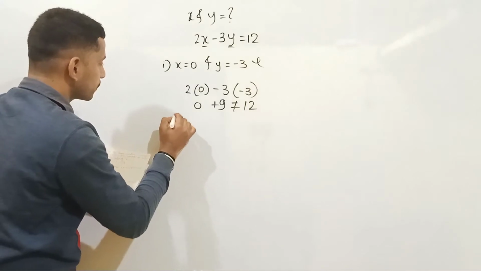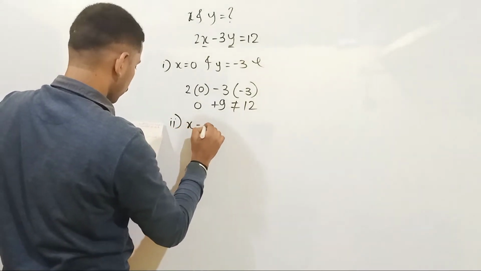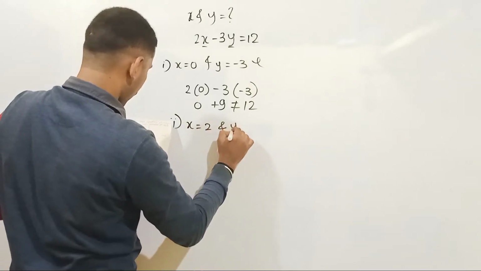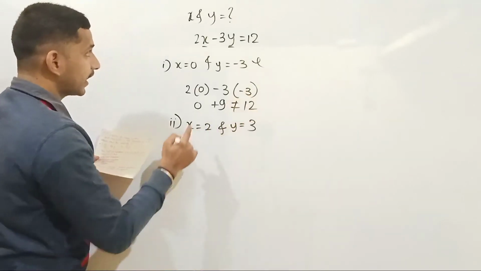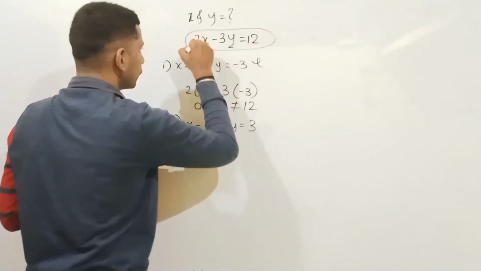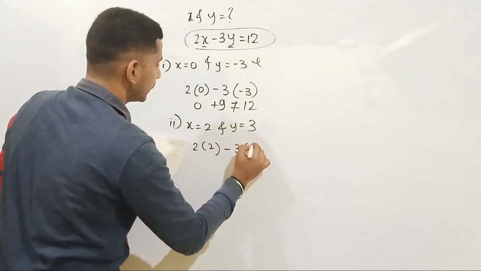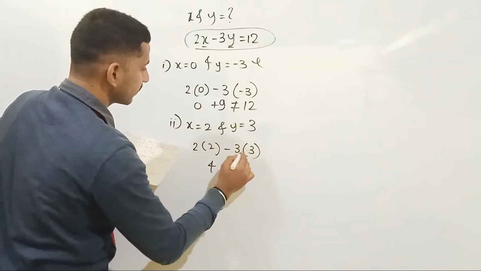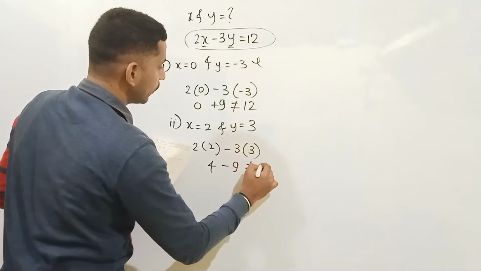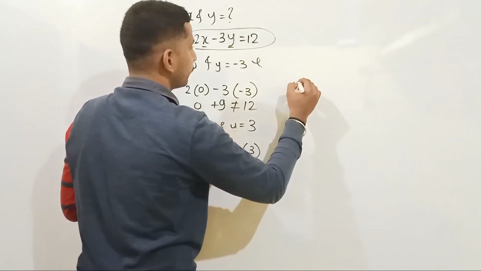Next, let us go to the next option. That is, when x is equal to 2 and y is equal to 3. Again we will substitute the value of x and y in this equation. 2 into 2 minus 3 into 3. 2 2s are 4, minus 3 3s are 9. No, it will not satisfy the equation. Let us go to the third one.